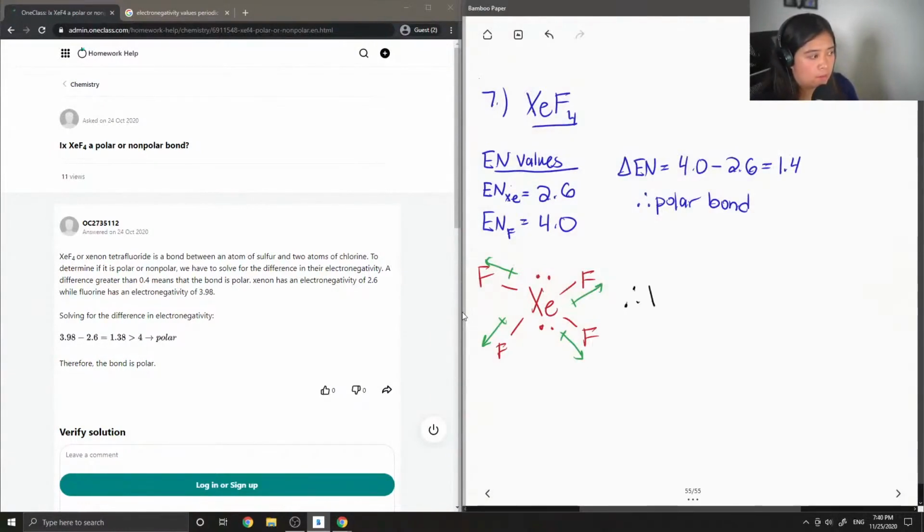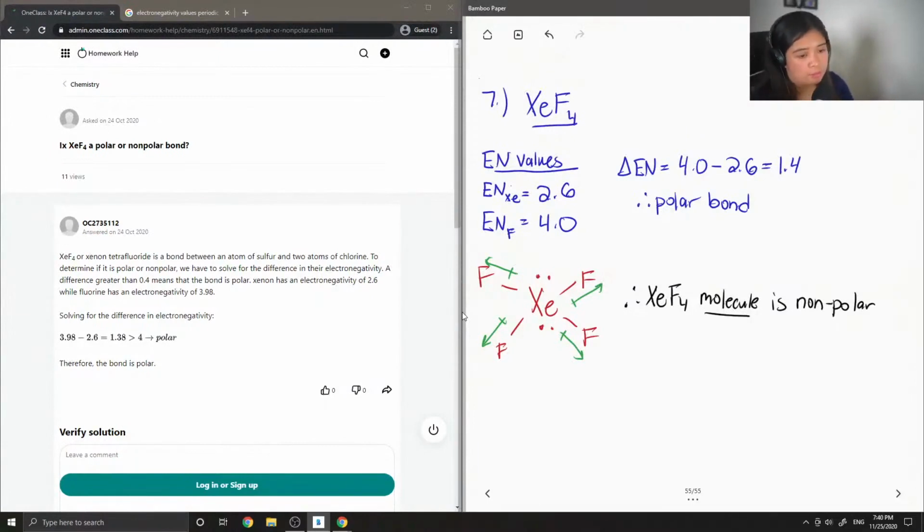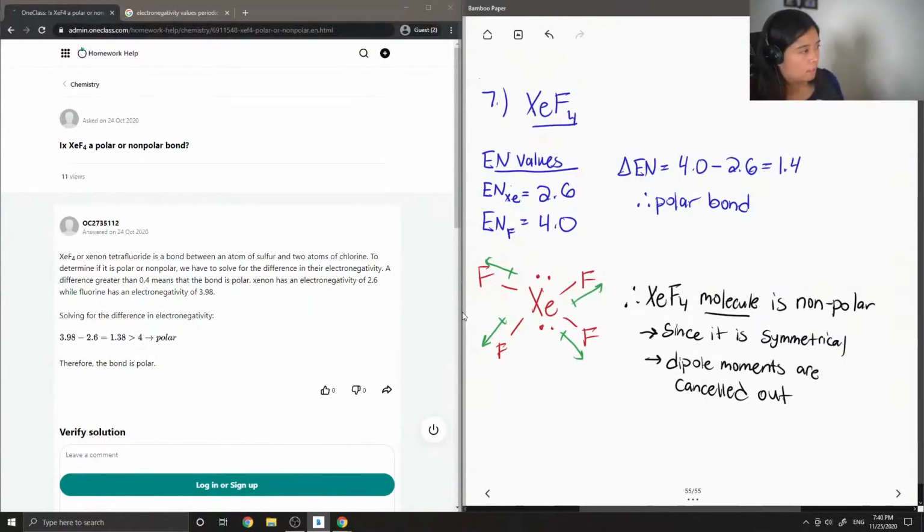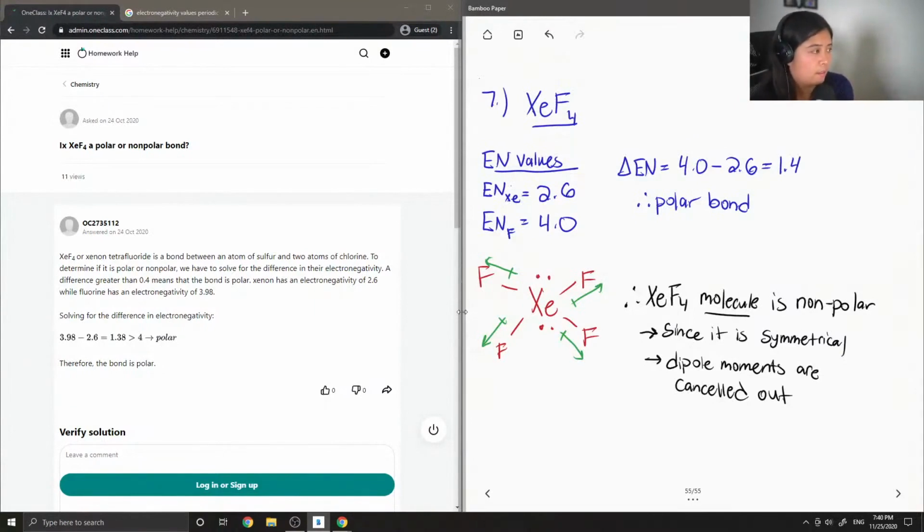So the xenon tetrafluoride molecule as a whole is actually nonpolar, even though the bonds within the molecule are all polar, the molecule itself is nonpolar. So I'll just write the explanation. So since it is symmetrical, and also the dipole moments are canceled out. Okay, but to answer the question, the xenon and fluorine bond is polar.